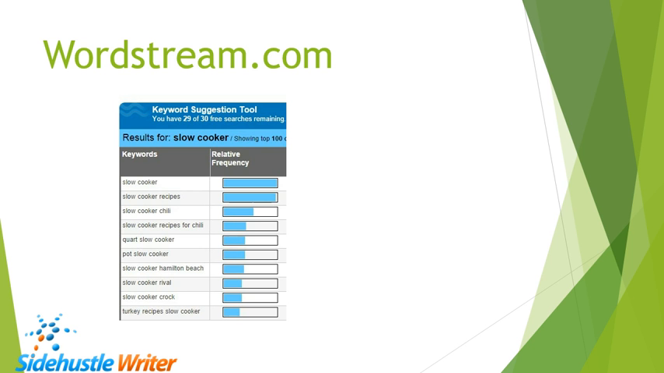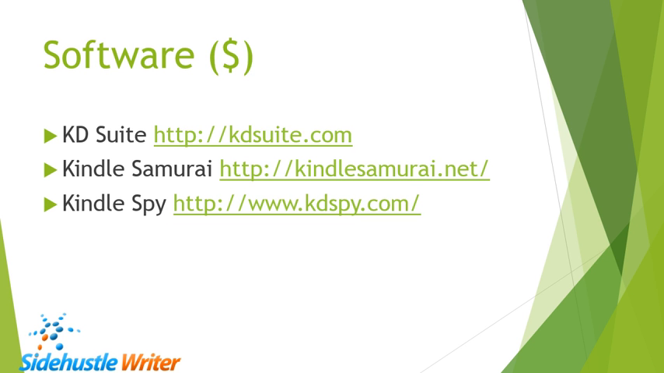WordStream.com is a free site, and as you can see here at the top, it says you have 29 of 30 free searches remaining. So if you're searching for a book topic, go to WordStream. I put in slow cooker, and I don't want to write a book about it, but I just thought it was a good one. And you can see what people are searching for. Recipes, chili, Hamilton Beach. Those are going to be people looking for reviews on Hamilton Beach, rival brands, turkey recipes. WordStream is a good place also just to get some basic information of what are the top terms people are looking for.